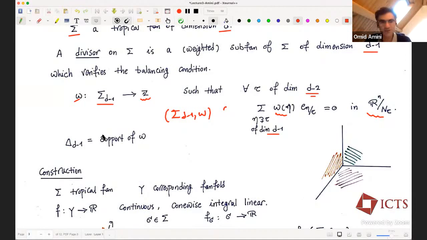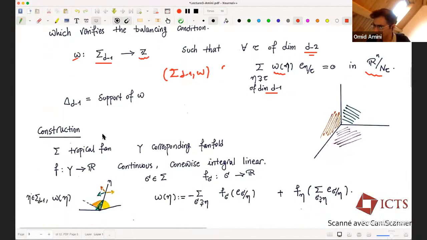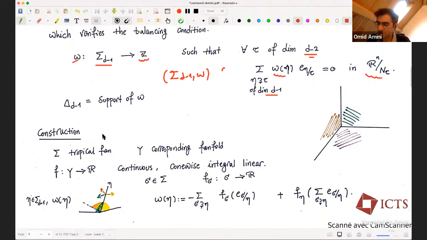Okay, so I'm just going to explain how you can produce this divisor, and in a sense, this is the only way if the tropical fan has some basic nice properties. So what is this construction? The construction tells you that you can produce divisors by looking at functions. Basically, if you have a function, then you will produce a divisor. Let me explain how the construction works.